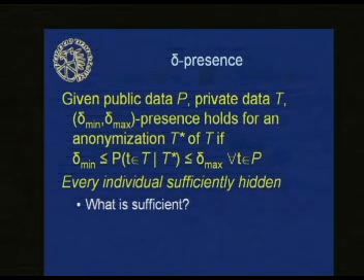Delta presence holds for an anonymization of that private data set if the probability that an individual is in the data set, given that we see the anonymization, is between delta min and delta max. Why would I be worried about being identified as not being in the data set?